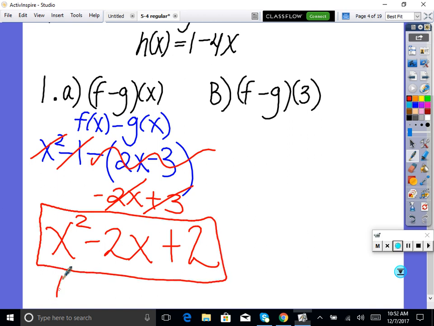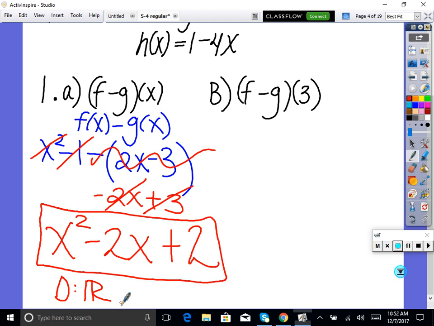Now what is the domain? Do you see a problem? Division? No. Radical? No. So what's the domain? Good, all real numbers. Okay, let's go on to part B now. Part B says, I want you to take f minus g, but instead of x, I want it to be of 3. So what do you suppose we would do here?